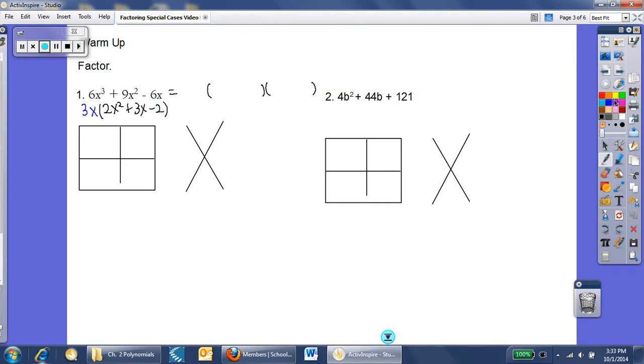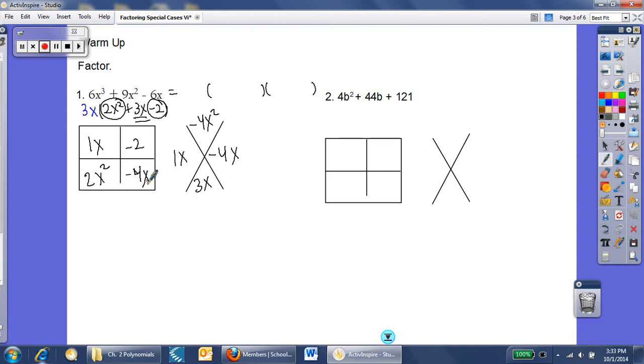Now I can go ahead and start by putting the 2x squared here. First term goes in the first box. Last term, -2, goes in the last box. The middle term, 3x, goes on the bottom. And -4x squared, the product of the first and last terms, goes up here. To get -4, I can multiply 1x times 4x, and I'll make that negative. When you add them together, you get 3x. So 1x and -4x.